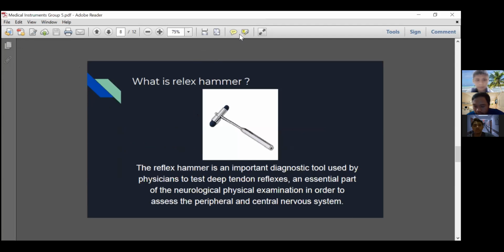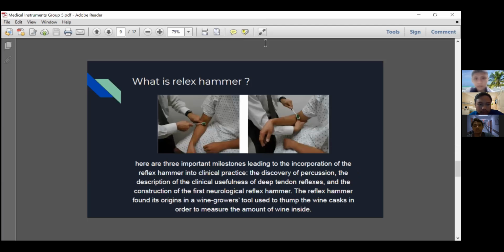A reflex hammer is an important diagnostic tool used by physicians or doctors to test the tendon reflex, an essential part of the neurological physical examination in order to assess the peripheral and central nervous system. There are three important milestones leading to the incorporation of the reflex hammer into clinical practice: the discovery of percussion, the description of the clinical usefulness of deep tendon reflexes, and the construction of the first neurological reflex hammer.